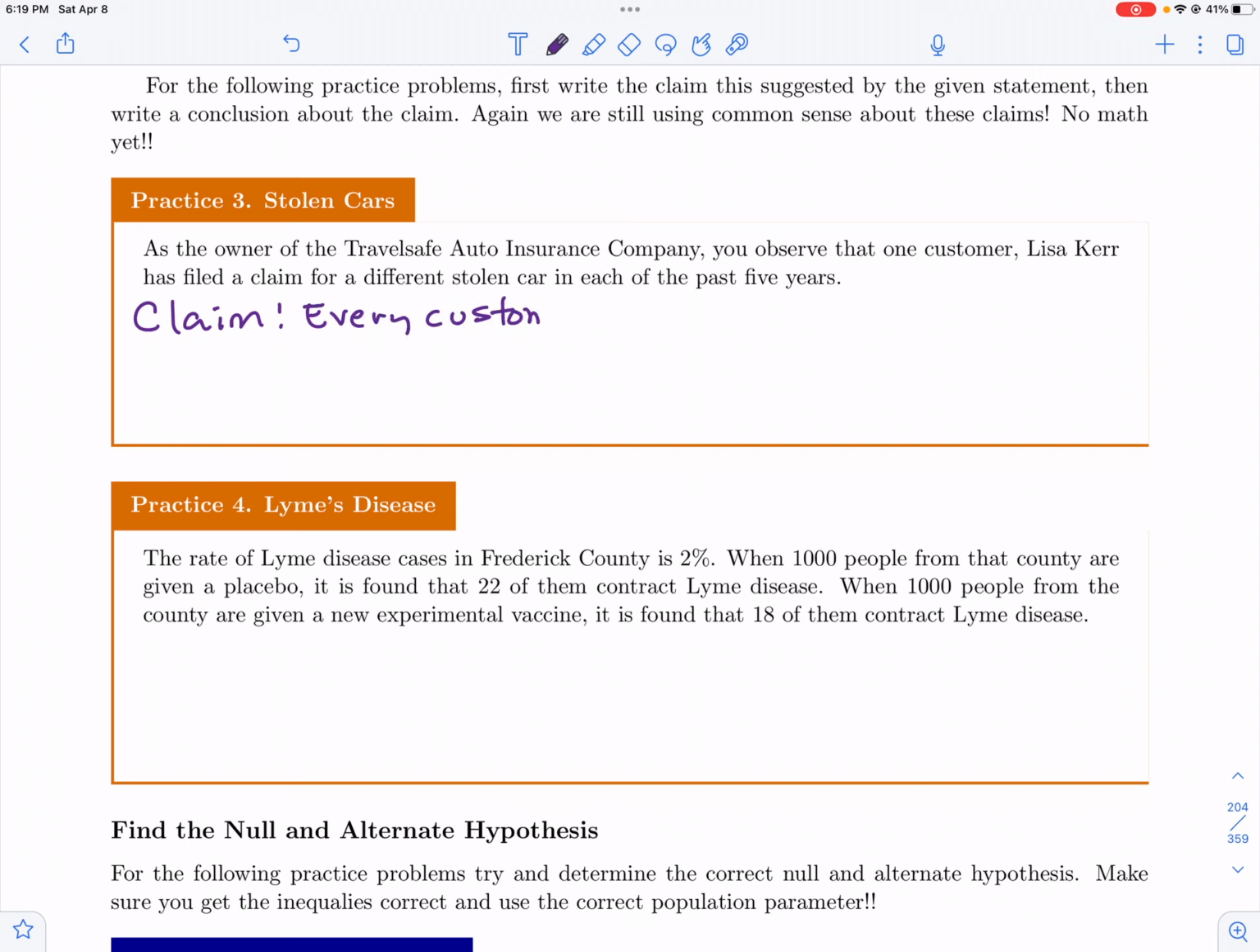then we'd probably claim that every customer has a car stolen each year. I would say that's pretty unlikely that that's actually legitimately true. So there's probably something going on with Lisa. Either she just has the worst luck of any person in the world, or she's behind all these car thefts. Who knows? But either way, this seems like not a valid claim. So let's reject this claim.